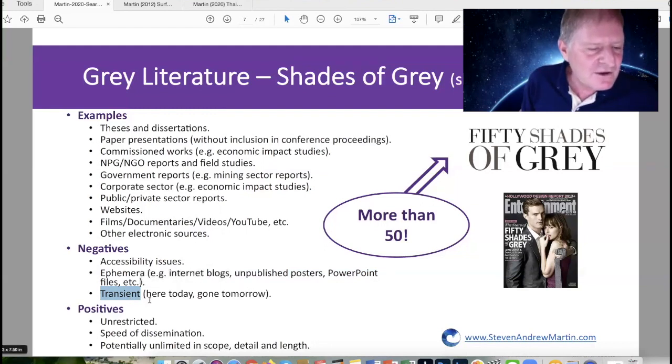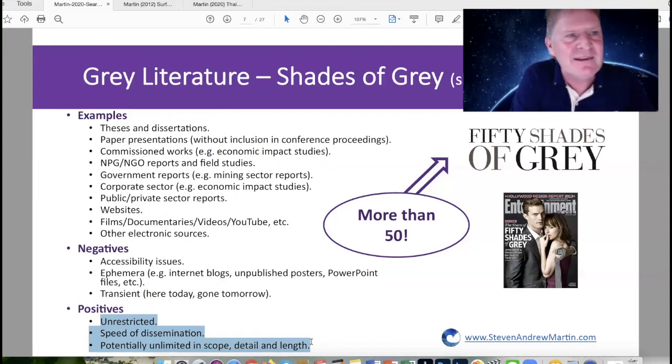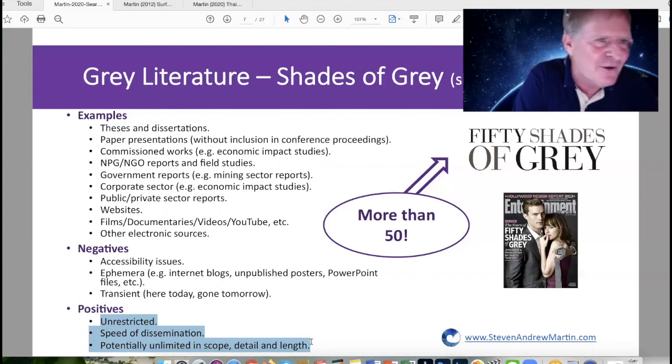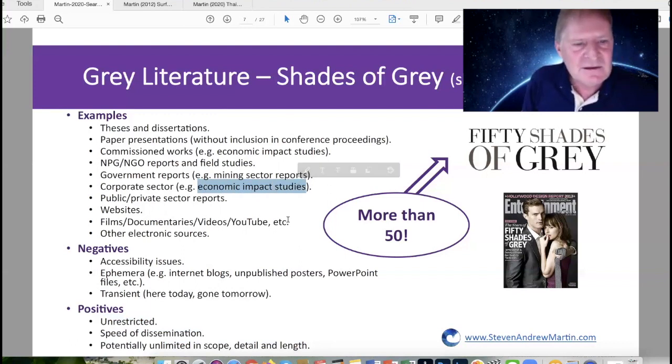Here today, gone tomorrow. Positives for the gray literature: why we don't want to just push gray literature aside and just say, well, if it's complicated, forget it, right? We want to establish that it is quite valuable, actually, and in some cases, extremely valuable. And one aspect is this, it's unrestricted. So, for example, an economic impact study could be 500 pages, whereas we know the journal article, they cut us off usually at about 25 pages, right?